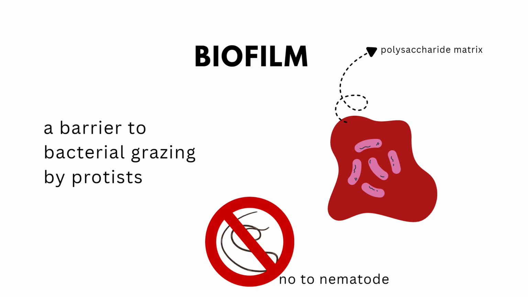And also it acts as a barrier to bacterial grazing by protists. An example of this is the nematode. Nematodes are able to eat these inactive bacteria. So by having the polysaccharide matrix, they are being protected.